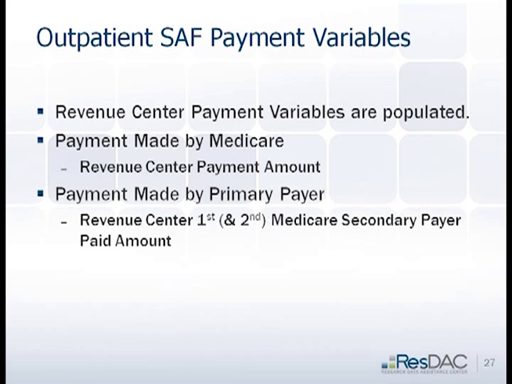Now, in the outpatient file, this is the very first file where I start really talking about what the variables are. I talked about the home health revenue center a little bit. You can find some payment amounts for those home health episodes of care that are low visits.